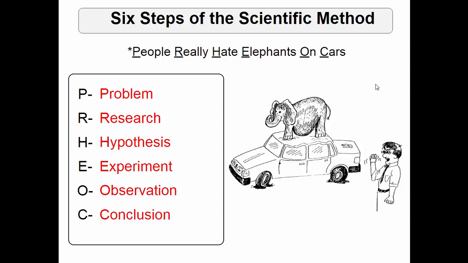Problem, research, hypothesis, experiment, observation, and conclusion. So we'll ask you about these steps in your quiz coming up next week. You should be able to list the steps and understand what the different steps actually mean. All right. Questions there?